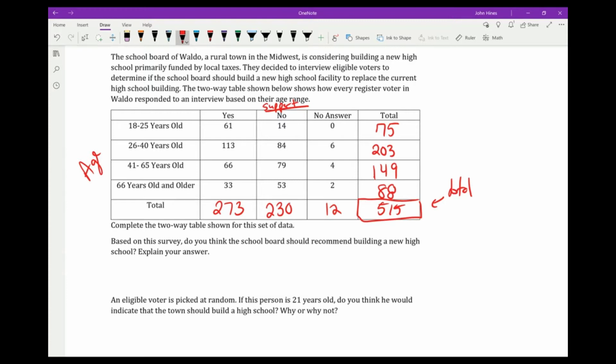So based on the survey, do you think they should recommend building the new school? Well, how many people said yes? What is the probability of yes? What's the chance of me getting someone who says yes? 273 out of 515, which is approximately, that fraction's beautiful, but what is that about? This is about 53% of the people said yes. So that's a pretty good number there, that 53. They should go and build this because 53% of the people support the new high school.